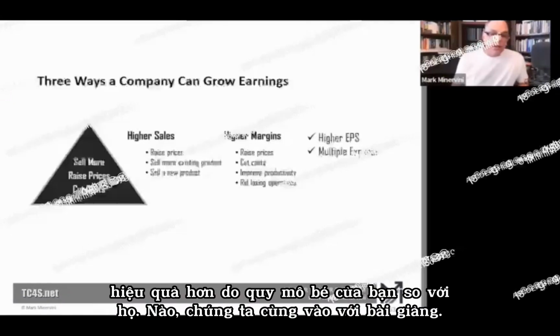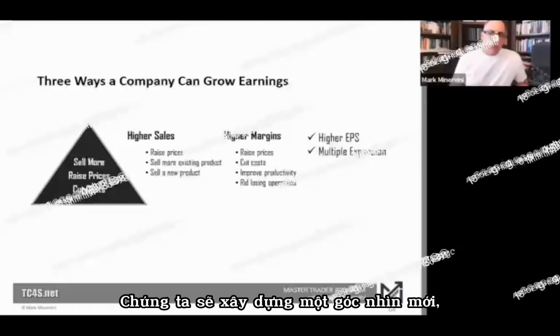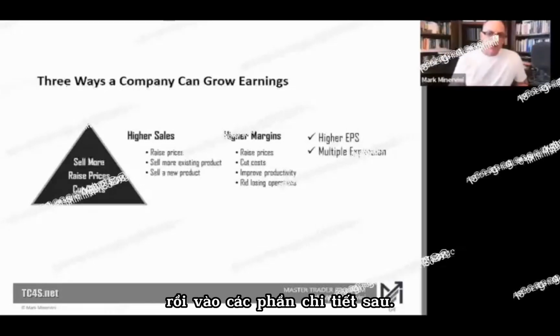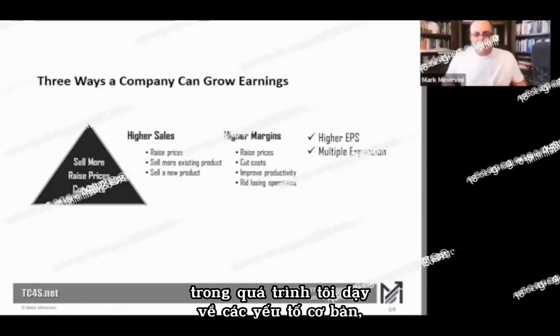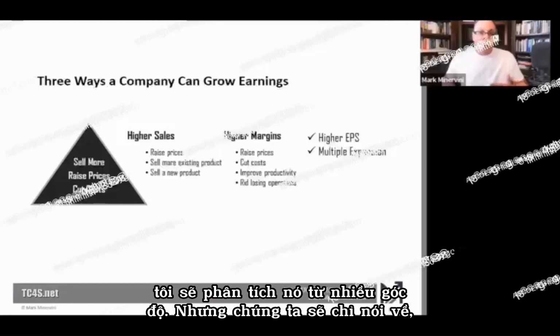So let's get into this. And we're going to build some perspective here, and then we're going to get into some more specifics. But the thing I want to point out is that as I go through this section on fundamentals, I'm going to talk about a whole bunch of ways to look at them and slice and dice them from different angles.